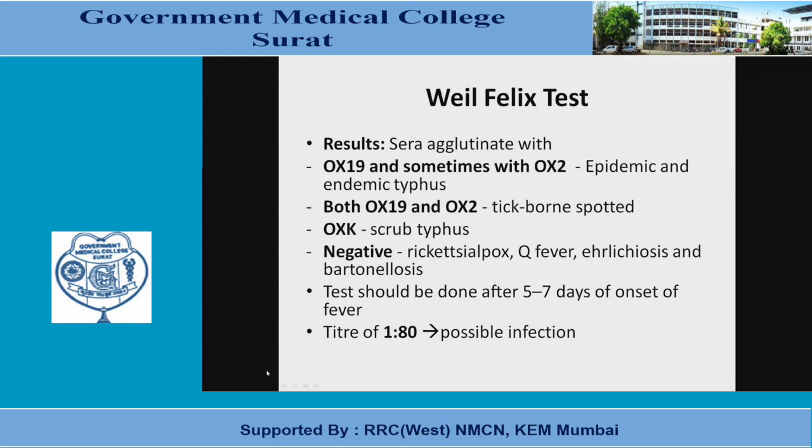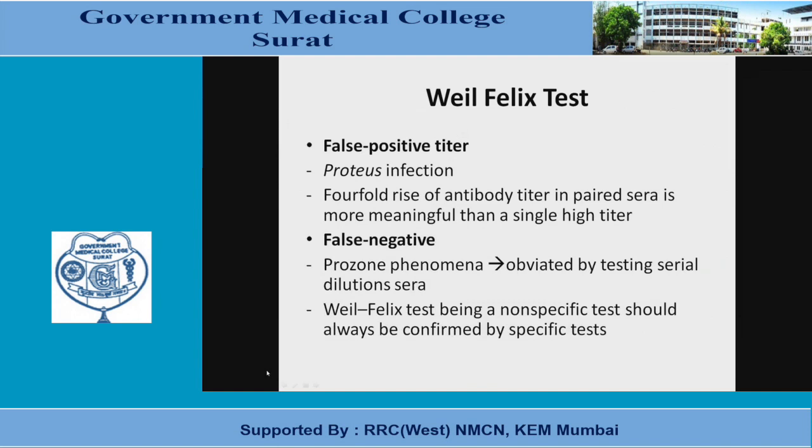The test should be done 5 to 7 days after onset of fever. A titer of 1:80 is suggestive of infection. False positive titer: Proteus infection. A fourfold rise of antibody titer in paired sera is more meaningful than a single high titer. False negative comes with the prozone phenomenon, and it is a non-specific test. When it comes positive, it should be confirmed with a specific test.